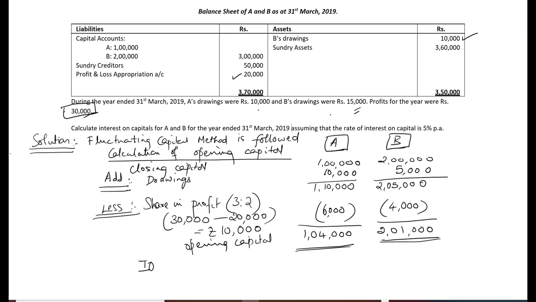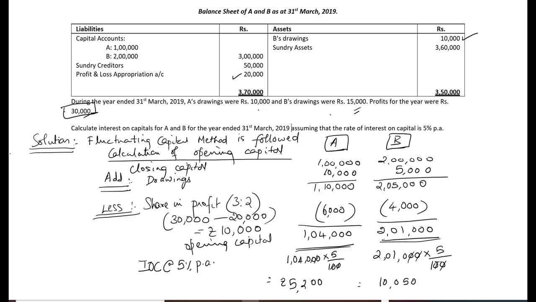We'll go ahead with calculating the interest on capital at 5% per annum. In the case of A, it's 1,04,000 into 5 divided by 100, which is equal to 5,200 rupees. And in the case of B, it's 2,01,000 into 5 divided by 100, which is equal to 10,050 rupees.